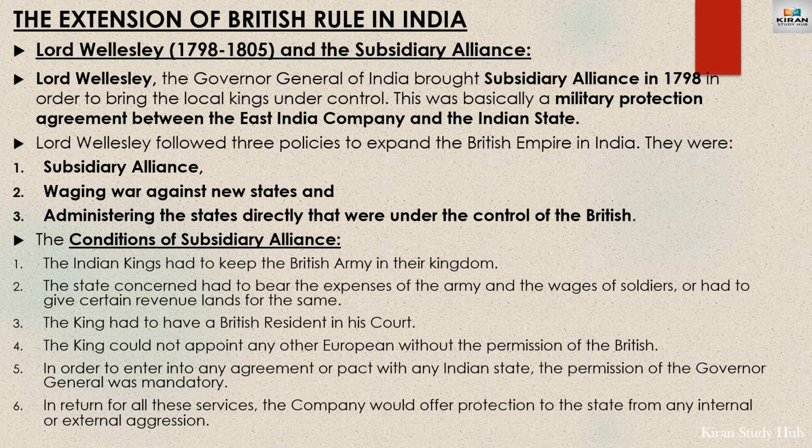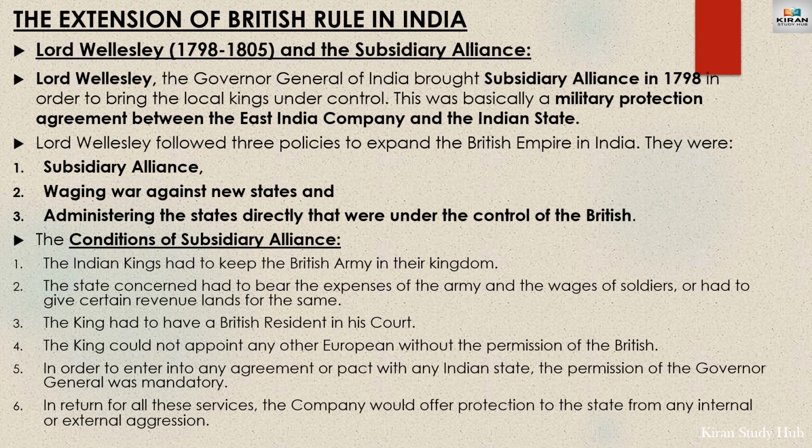Now let us study the subsidiary alliance. The subsidiary alliance was brought by Lord Wellesley in the year 1798. This was brought to bring the local kings or princely states under the control of the British. This was a military protection agreement between the East India Company and the princely states or the Indian states.